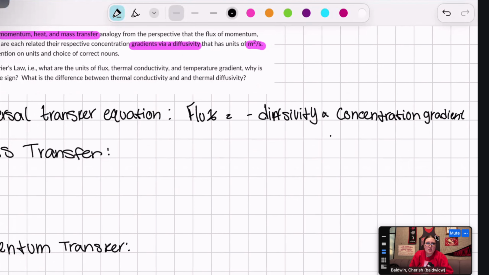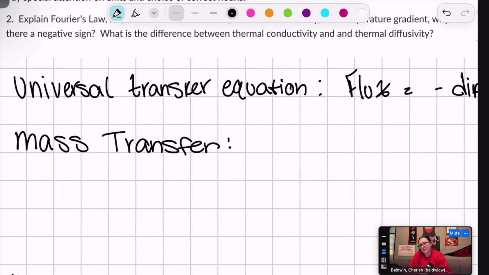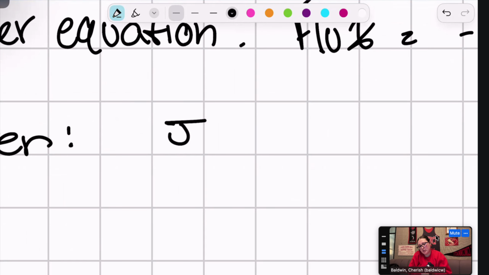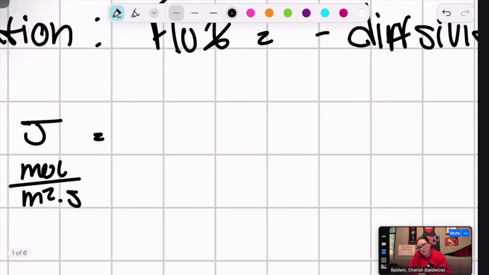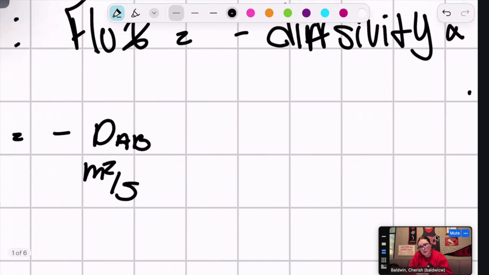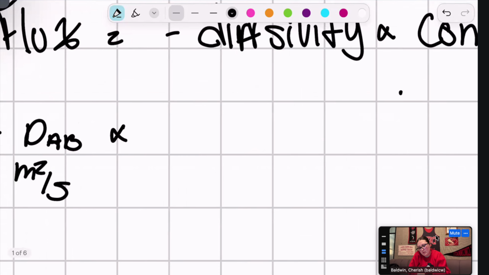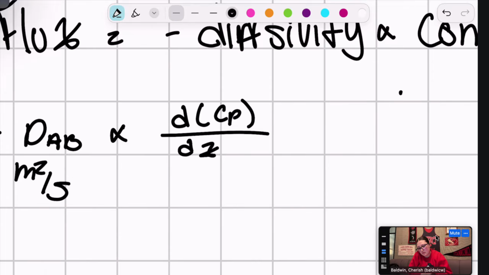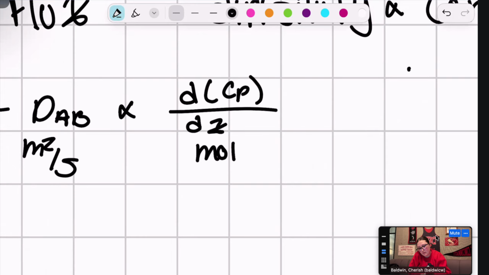So I'll show the first example, which is mass transfer, also known as Fick's law, which is molar flux, which is in moles per meter squared per second, which is equal to negative molar diffusivity, which is in meters squared per second, times the gradient of molar concentration, which is in moles per meter cubed per meter.